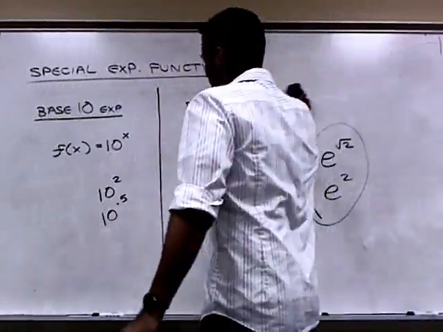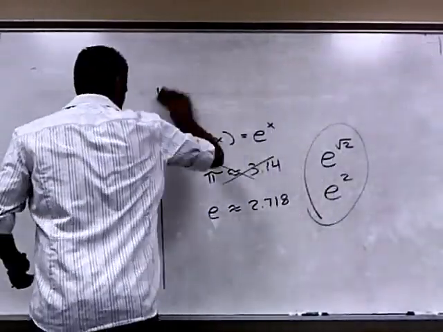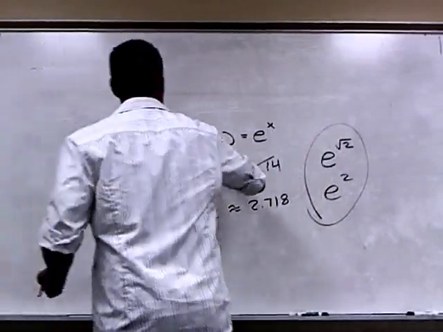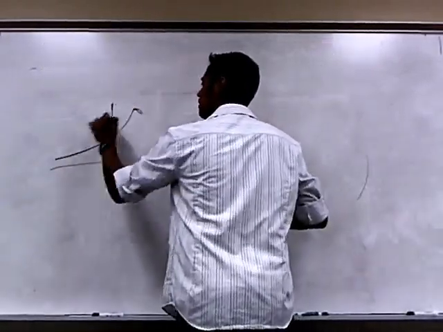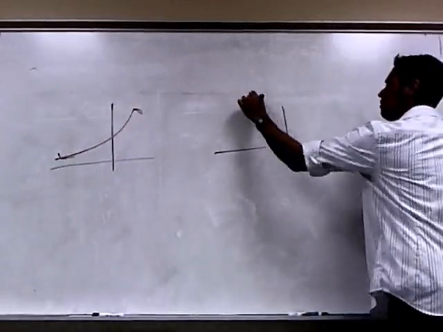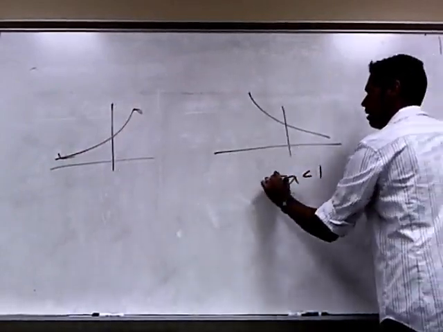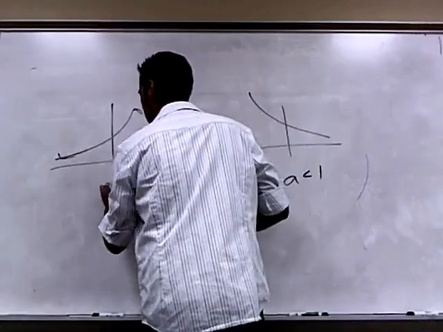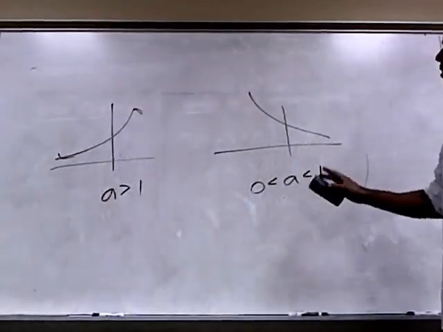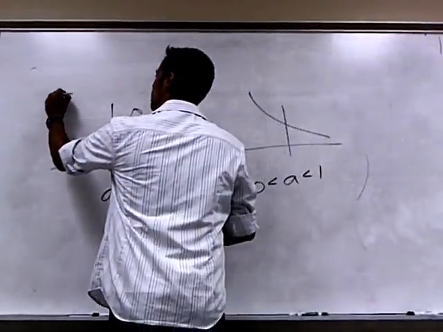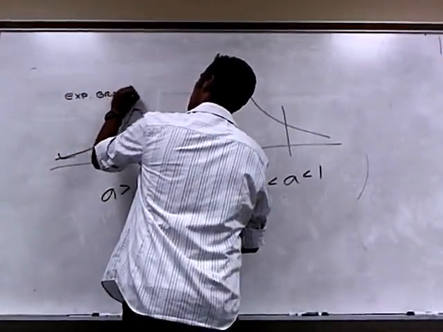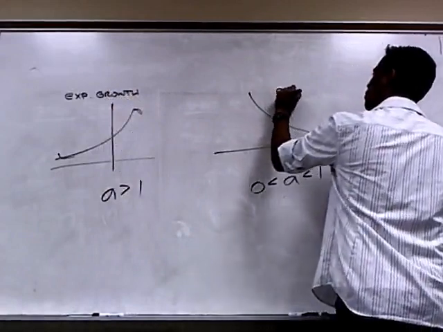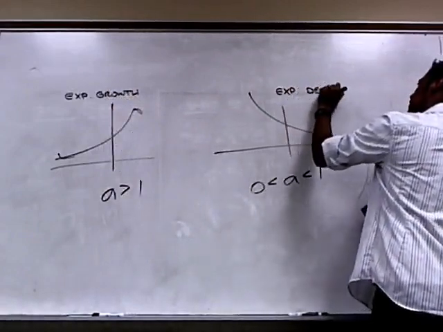Now, go back in your notes, because I forgot to put something on there that I want you to add. Remember when I said the 2 pictures, 2 possibilities? We had this one, and we had this one, right? A less than 1, greater than 0, and A greater than 1. Just add one thing. This side right here is called exponential growth. This one is called exponential decay.